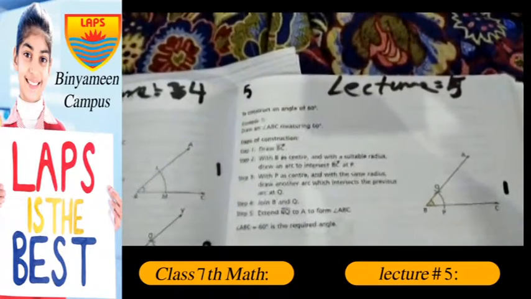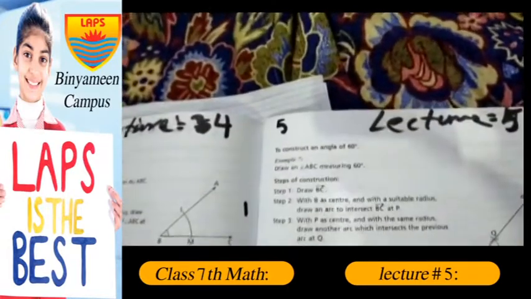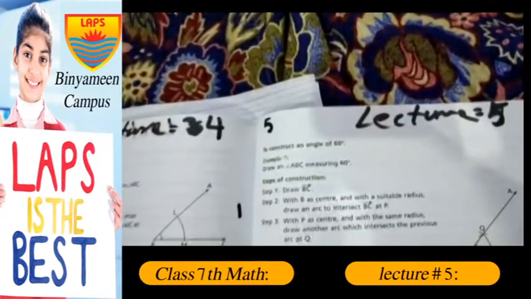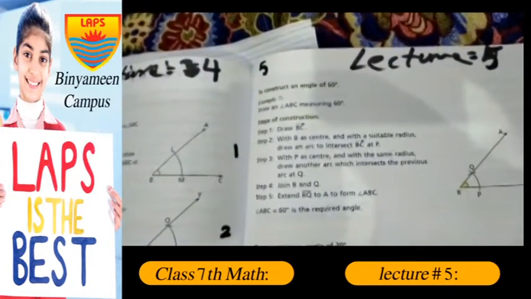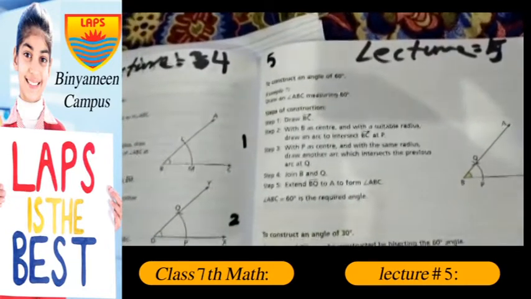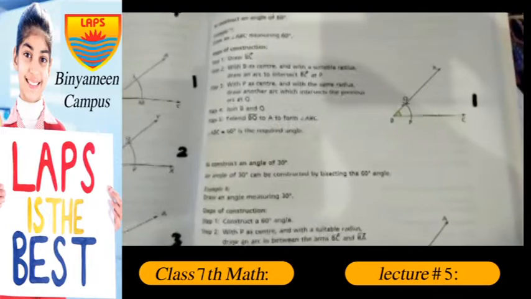Today I deliver a lecture on page number 165, lecture 5, to construct an angle of 60 degrees. Example 7. Draw an angle ABC measuring 60. How to draw angle 60?